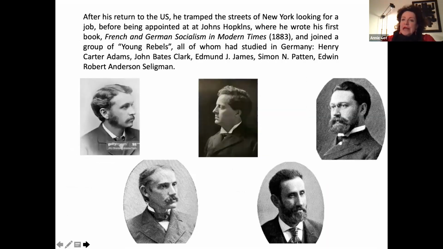He returns to the United States. He doesn't have any job. He tramps in the street of New York. He's appointed at Johns Hopkins. And then he joins the group of what was later called the Young Rebels. You have the pictures here. Henry Carter Adams, Seligman, Simon Patten, and others.